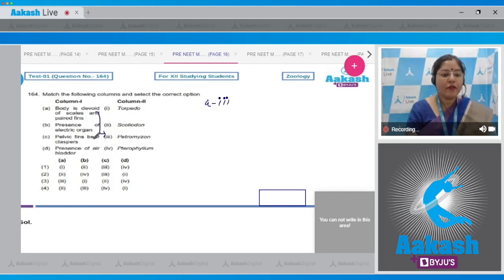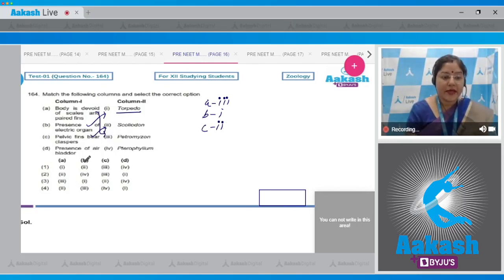B, presence of electric organ. Torpedo is known as electric ray, and in torpedo, electric organ is present, which are modified muscles. So B matches with 1. C, pelvic fins bear claspers. Claspers on the pelvic fins are present in the male cartilaginous fishes. So C matches with 2.